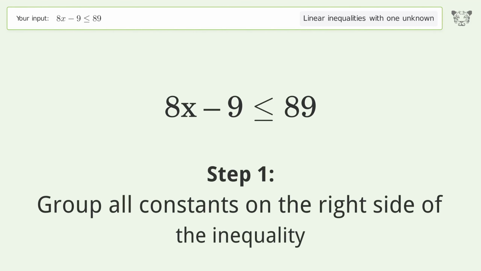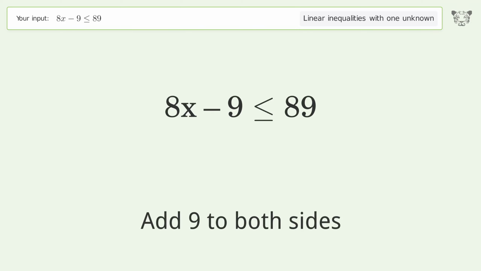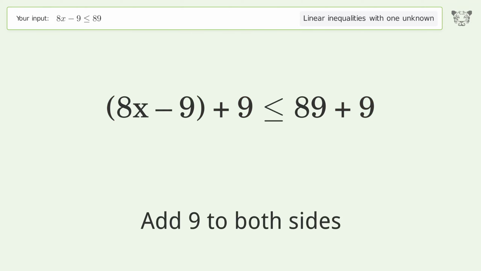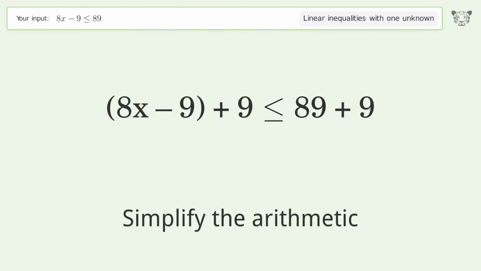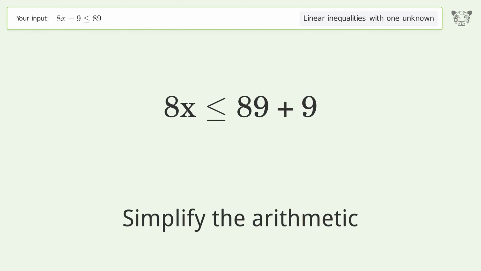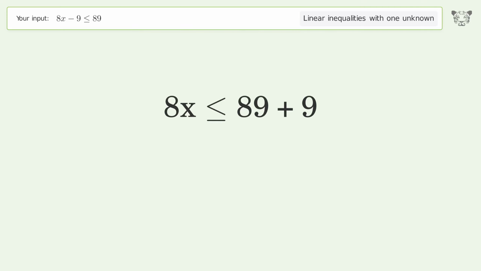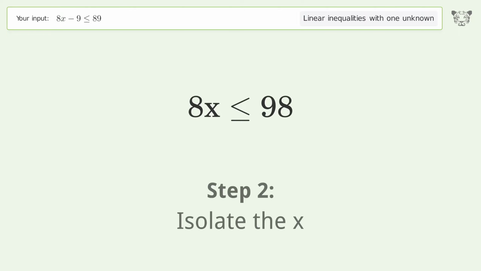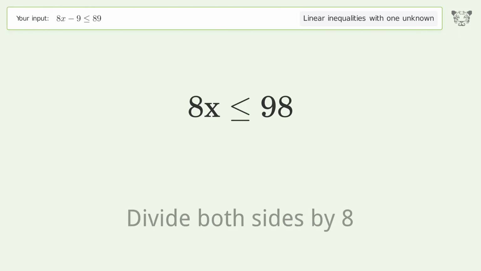Group all constants on the right side of the inequality. Add 9 to both sides. Simplify the arithmetic. Isolate the x. Divide both sides by 8.